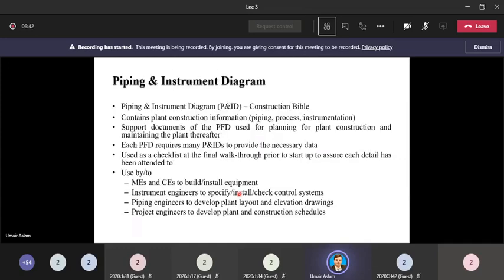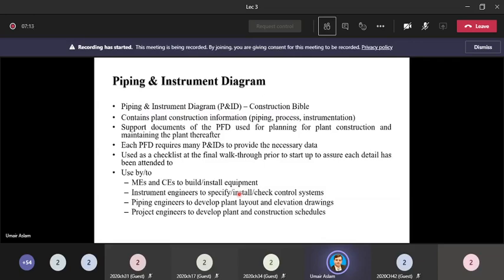The third level is the piping and instrument diagram. In some literature, it is also termed as piping and instrumentation diagram. And shortly, we call it as P&ID. It is referred to as the construction paper in the chemical industry. Why is it a Bible? Because it contains all the information about the plant on it.